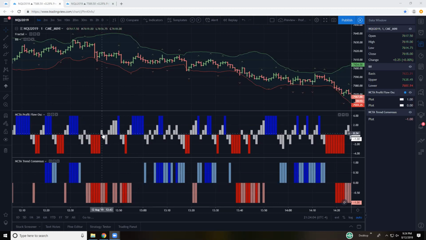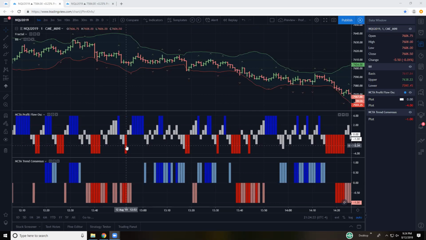So if I was looking for a new entry, and what I'm showing you here is a 1-minute chart of the NASDAQ 100 futures. This is something that we trade every day. I'm looking for a blue entry bar. A blue entry bar would tell me that I can go long. I can go ahead and open a long position. A red bar is going to tell me that I can go short and open a short futures position.